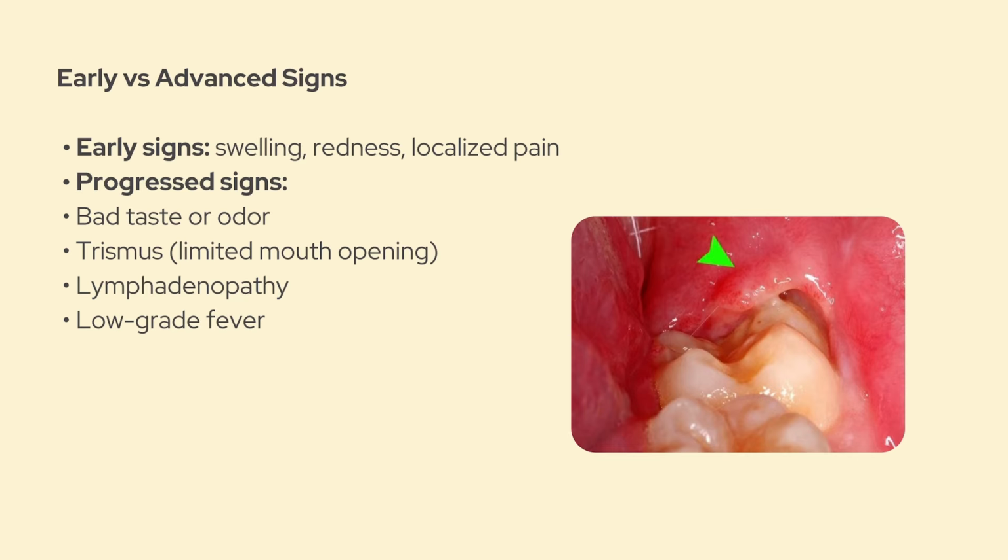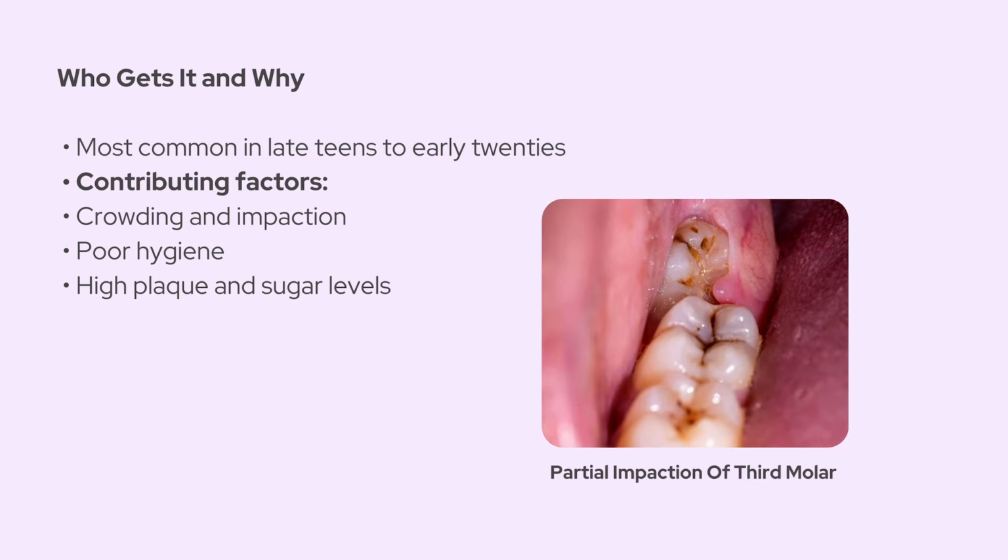In the early stages, you might see some swelling or redness around the operculum. Pain is usually there too, but it tends to stay localized unless things get worse. As the infection progresses, you might notice other symptoms like a bad taste or smell, limited mouth opening because of pain, or muscle spasm, maybe swollen lymph nodes, or even a low-grade fever. So yeah, it's not super serious at first, but if it's ignored, it can definitely spread to surrounding areas.